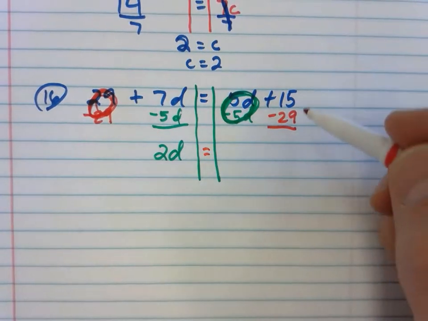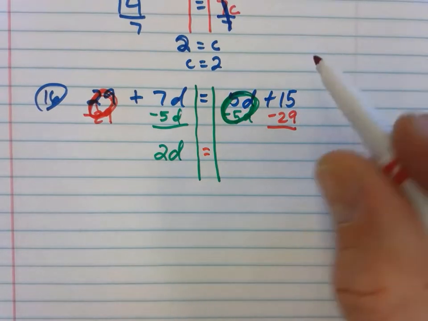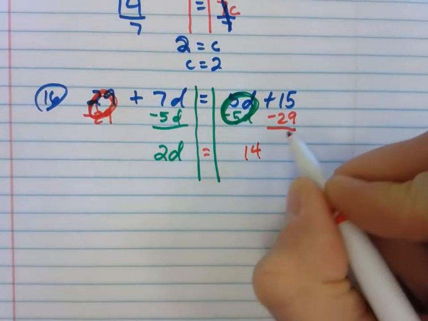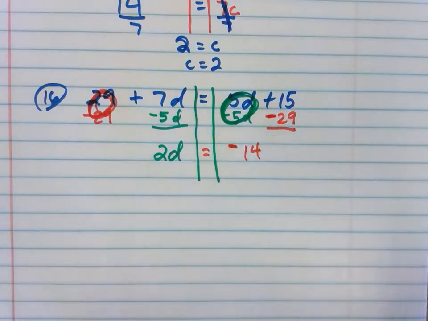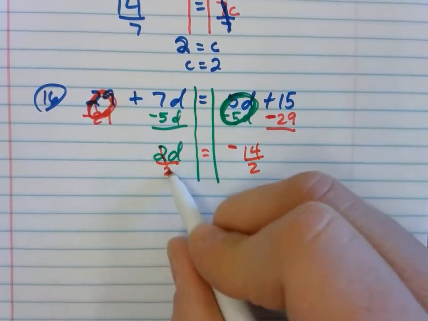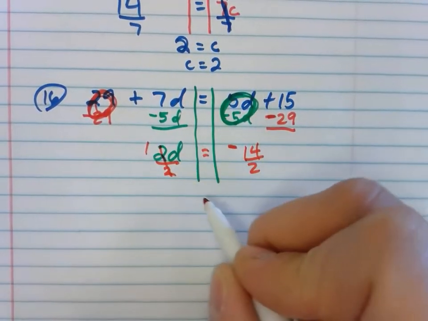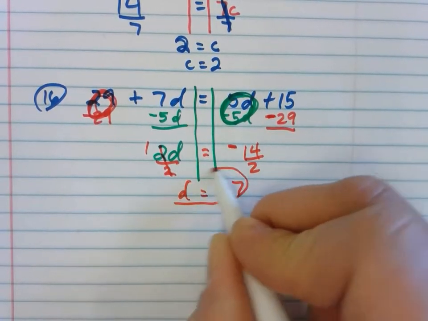Now again, those have different signs, so you've got to subtract them and take the sign of the bigger number. So if I subtract that, of course I get 14. 29 is definitely bigger than 15, so it's going to be negative 14. Last step, of course, just divide by 2. 2 divided by 2 is 1. Negative 14 divided by 2 would give you negative 7.